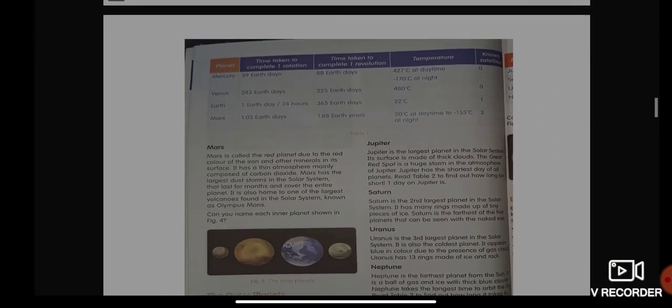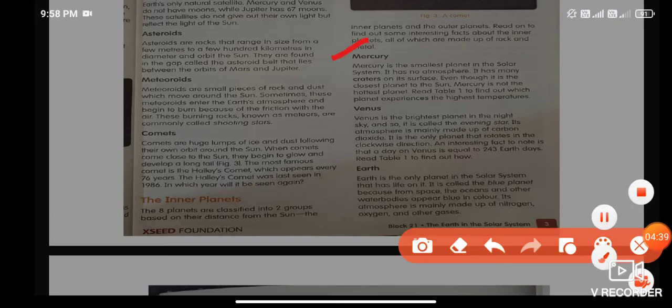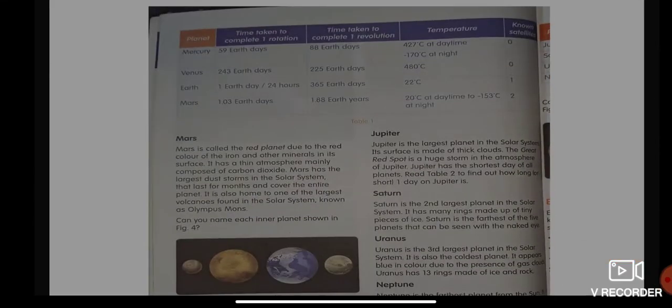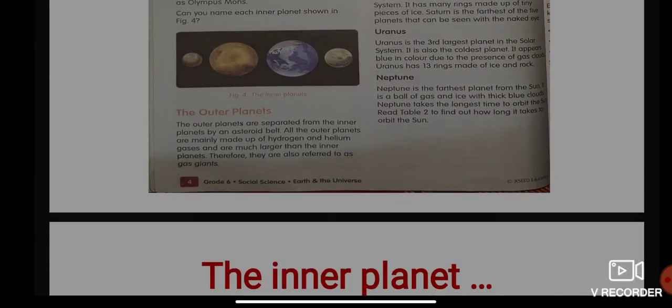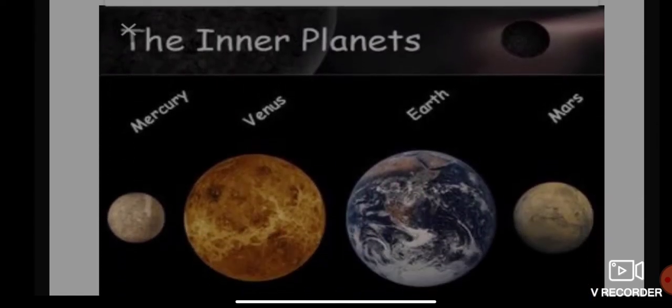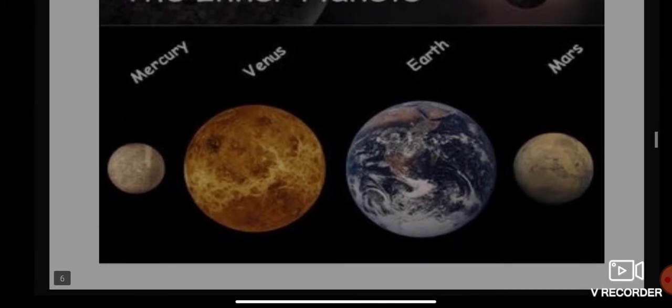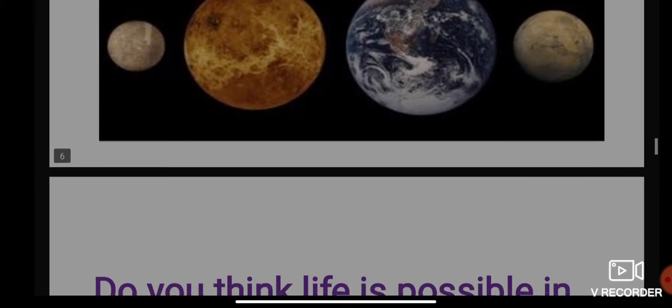Is that clear? I want all of you to pause the video and then go through the inner planets. After you are done reading, you come across that these are the inner planets: Mercury, Venus, Earth, and Mars. The four planets in the solar system are called the inner planets.